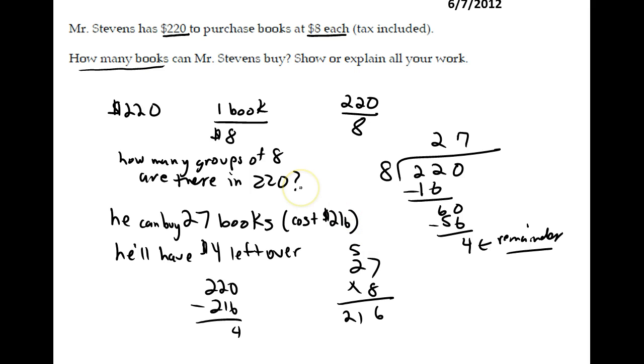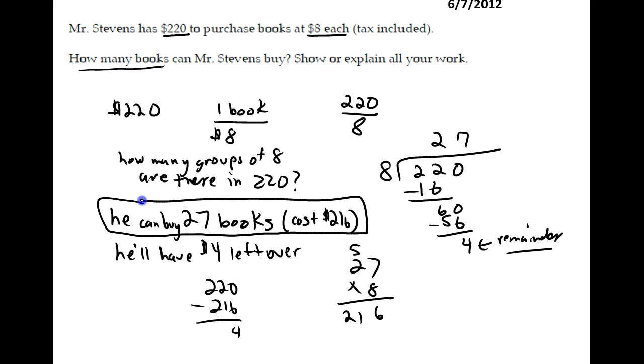So the answer to the question of how many books he can buy: here's the answer. He can buy 27 books. There's the answer, and this is just extra here, but it answers the question. All right.